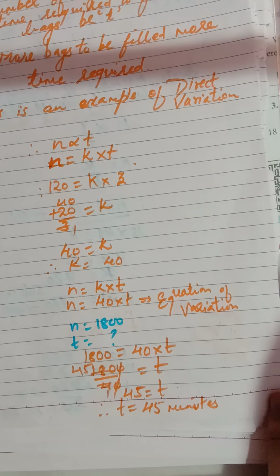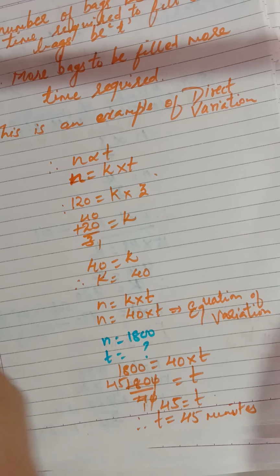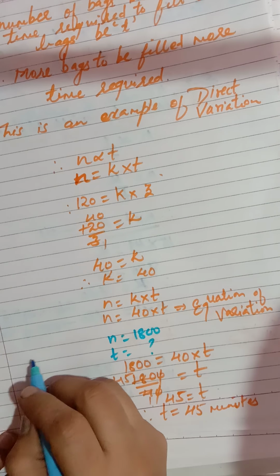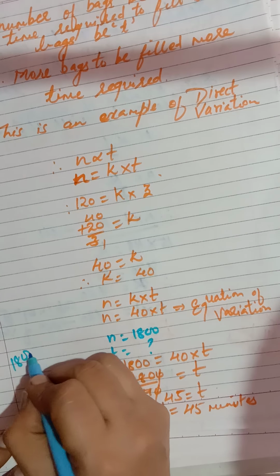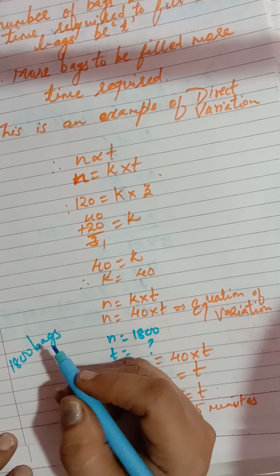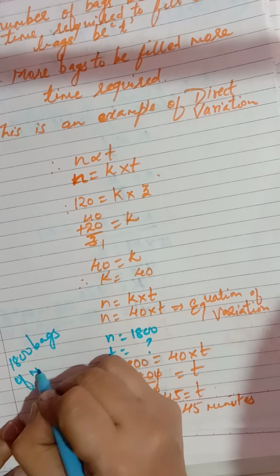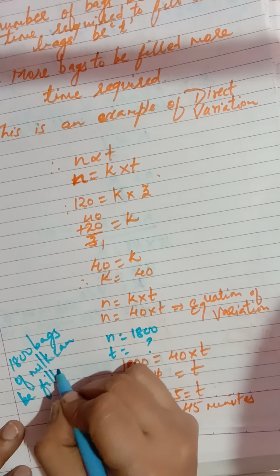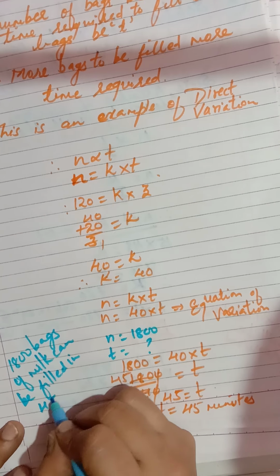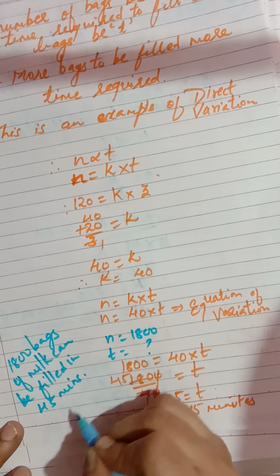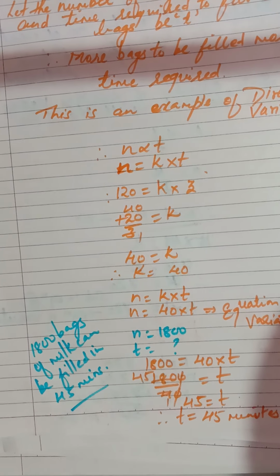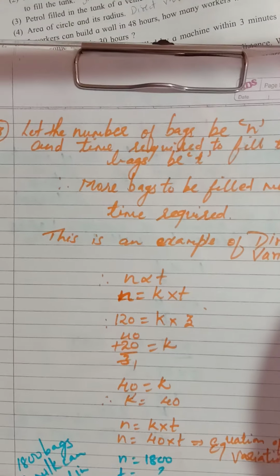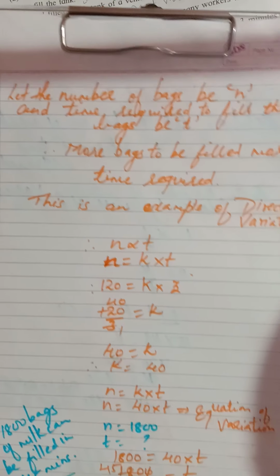For the last statement, you will write down: 1800 bags of milk can be filled in 45 minutes.